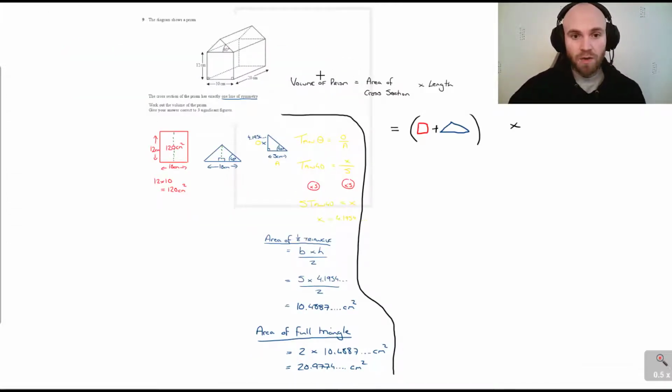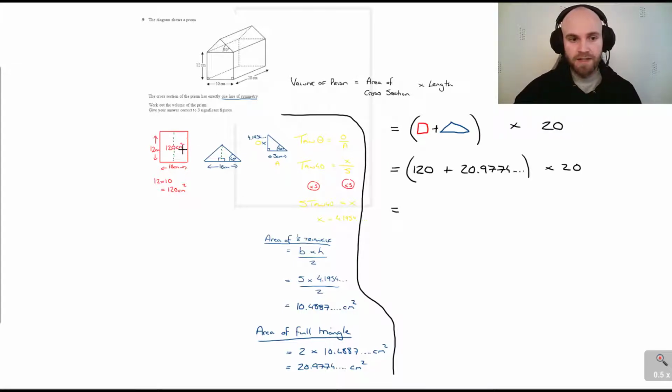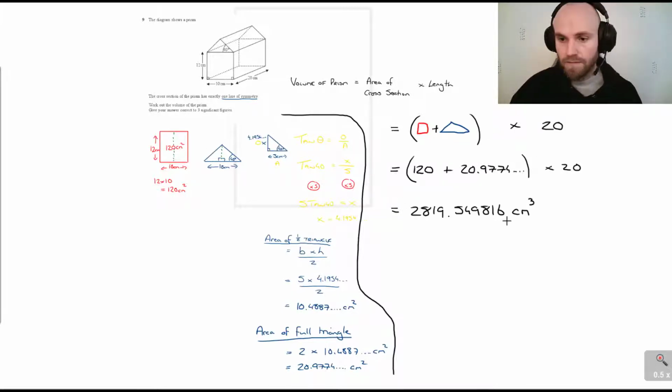So if we go back to the original question, the volume of the prism, well, for the area of the cross-section, it's going to be the rectangle plus the triangle multiplied by the length. The length here is going to be 20, so we can put that in. So that is going to be the 120 centimeters squared for the rectangle plus the 20.9774 centimeters squared for this triangle multiplied by 20. And that is going to give us a total of 2,819.549816 centimeters cubed.